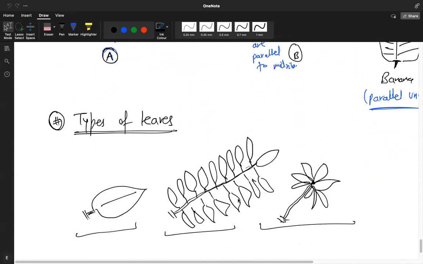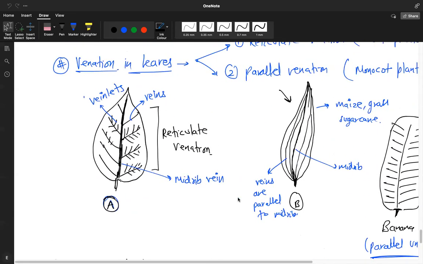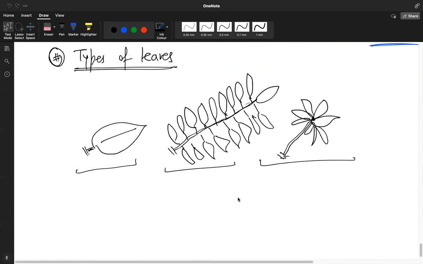Yes, and I think then we were just starting with types of leaves, right? I told you I think we have to start today from types of leaf, correct? Yes. Okay, so let's come to types of leaves then. And this example here that you're seeing, this kind of leaf, one single leaf, is known as a simple leaf.